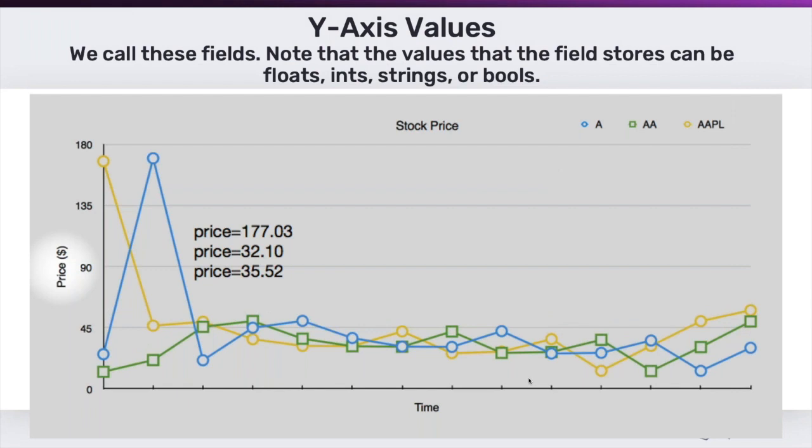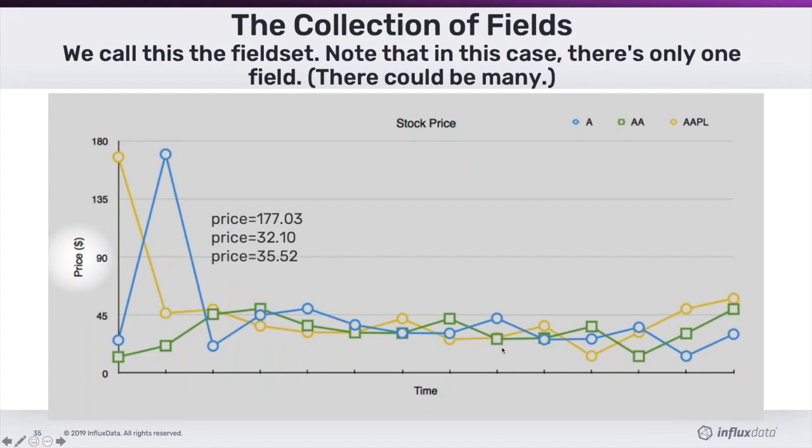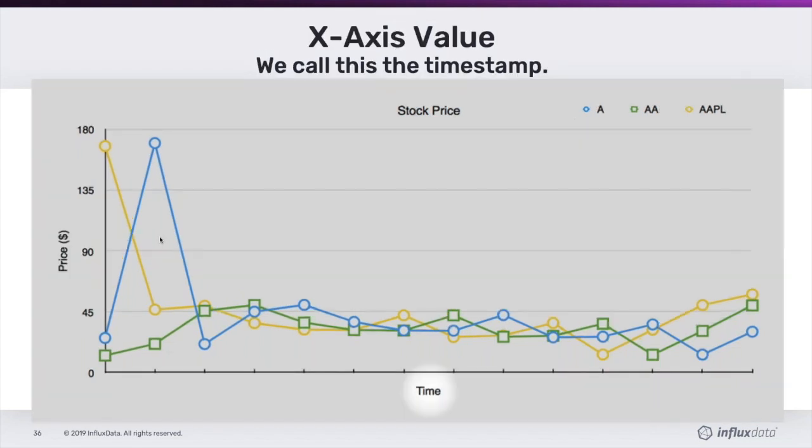What we're measuring against the Y value here is price, and we call this a field. The fields that are stored can be brought in as floats, ints, strings, or bools. You're not limited there. You've got a lot of options. And then we could have field sets. We could have multiple fields that we're storing. In this case, we're only doing one, but if we put multiple fields together, that's going to be a field set. And then of course, on the x-axis, we have the timestamp, and we call it, creatively, the timestamp.